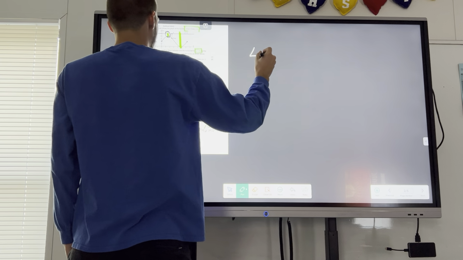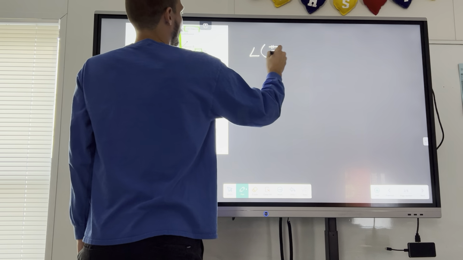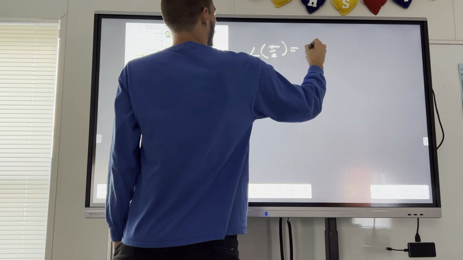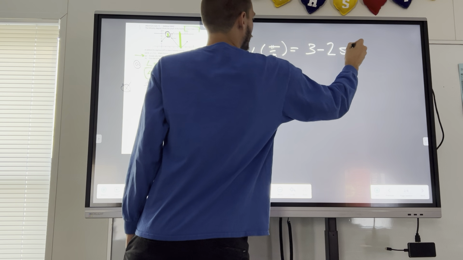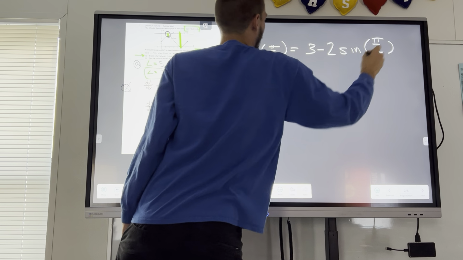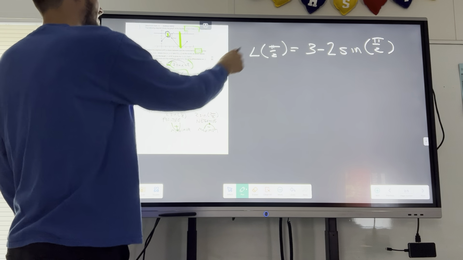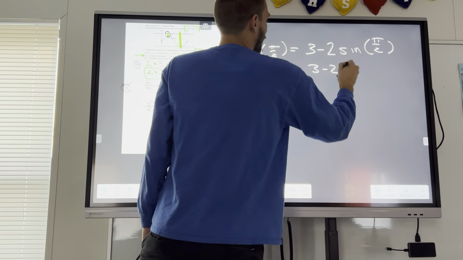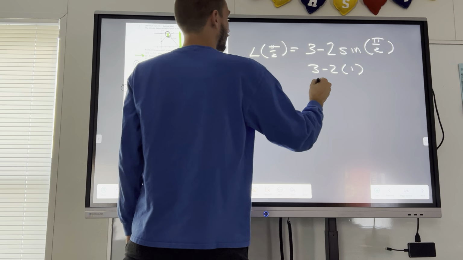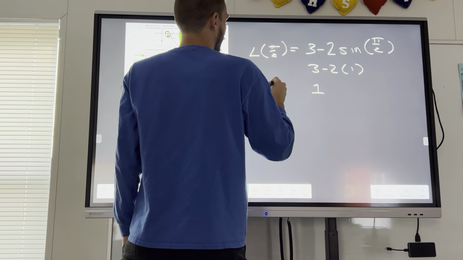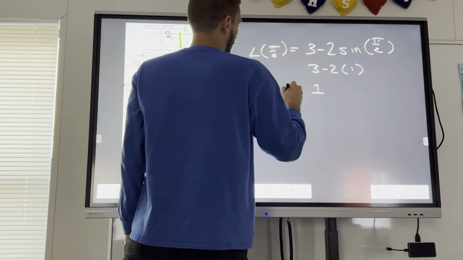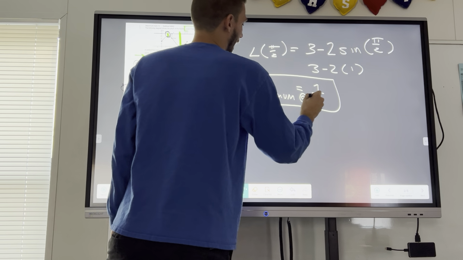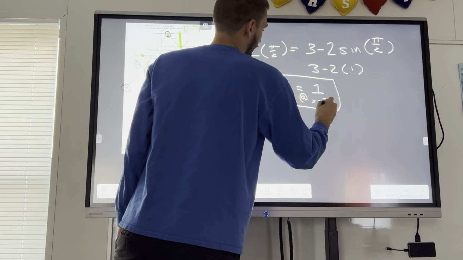We're going to want to use L and plug in these different places. The minimum at pi halves would be 3 minus 2 sine of pi halves. We already said that sine of pi halves is 1. 3 minus 2 times 1, which is 3 minus 2, which is 1. So the minimum of L is 1 at x equals pi halves.